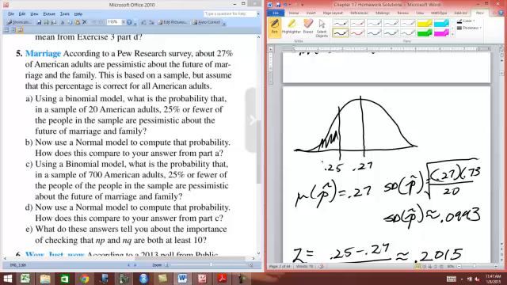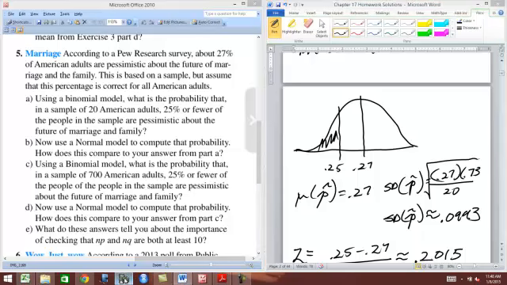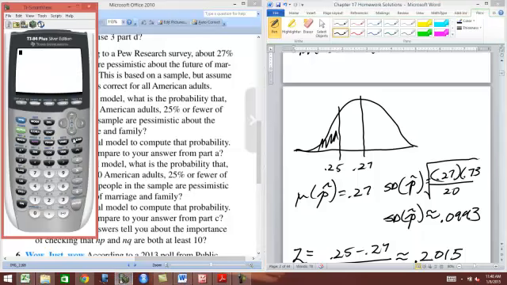So p hat is 0.25 because that's the percentage we're interested in, and p is 0.27. So the standard deviation of p hat is the square root of 0.27 times 0.73 divided by 20. So let's just go through this again on the calculator. Second, square root, 0.73 times 0.27 divided by 20, close parenthesis. Okay, and so there's the standard deviation.